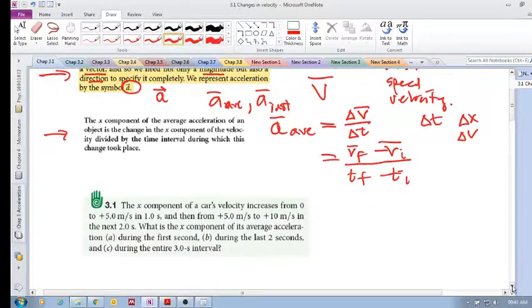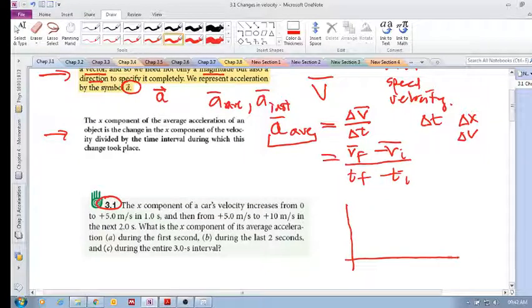Okay, so let's look at example 3.1. Remember in the previous video we saw that there is something called average acceleration, which is your change in velocity over change in time. So this example states first, a car's velocity increases from 0 to 5 meters per second in 1 second, and then from 5 to 10 meters per second in the next 2. So let's draw this.